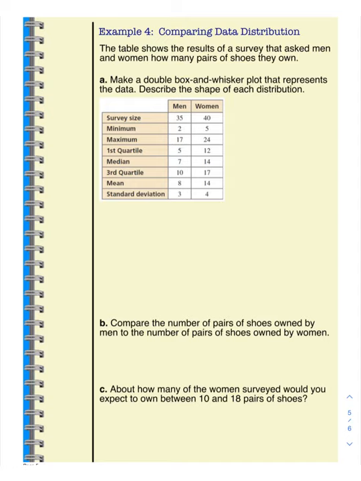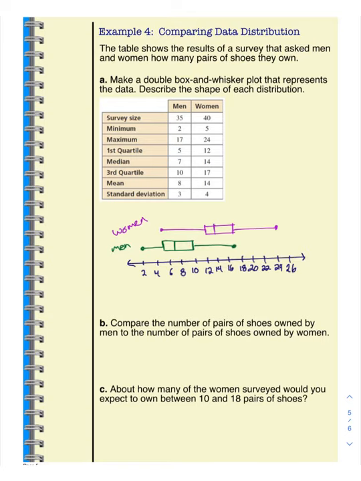All right, for part A, we're going to make a double box and whisker plot, which means there's just 2 boxes with whiskers on the same number line, and then we'll describe the shape of each distribution. So the numbers to create the box and whisker plot are the minimum and the maximum, those are your 2 endpoints. The first quartile and the third quartile will tell you the ends of your box. The median is the middle number, and then mean and standard deviation are just some extra numbers here.